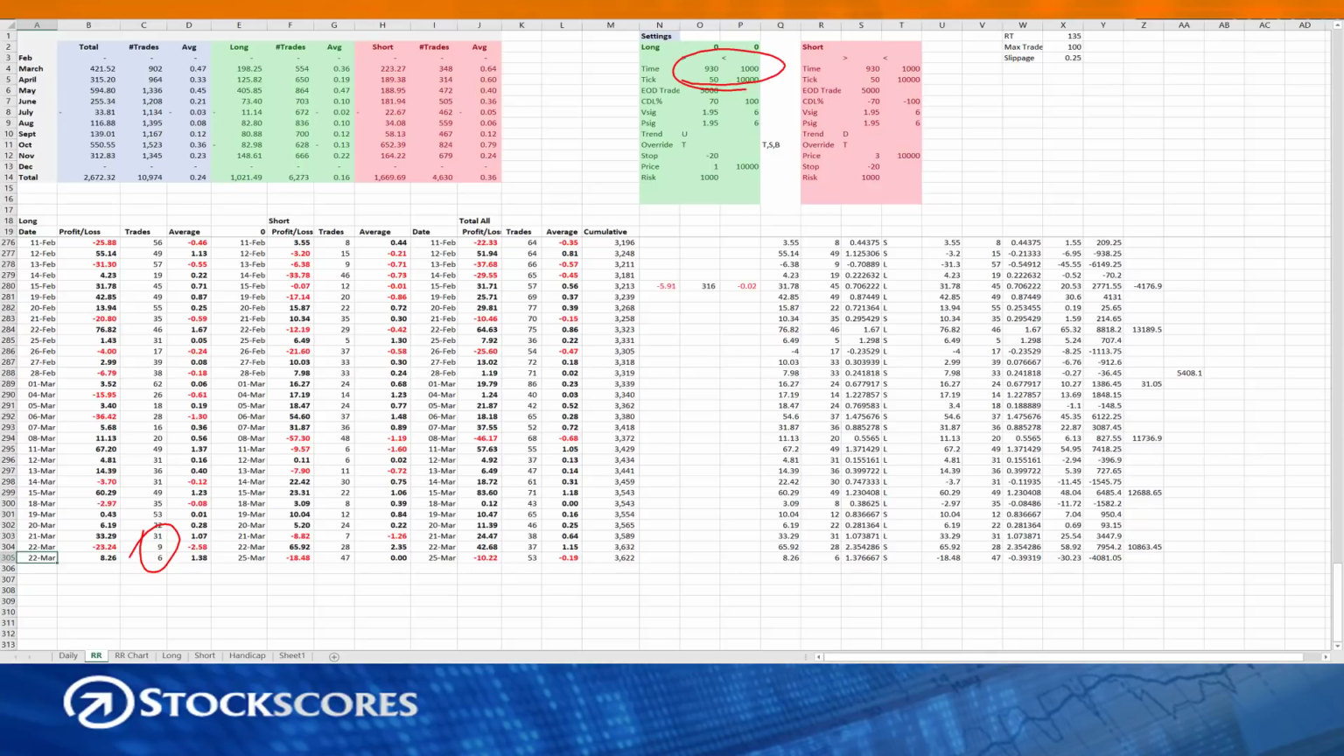So I can change the time. I could say 9:30 till 12, 11 till 2, whatever I want. I've got this set from 9:30 till 10 because most of my best entry signals come in the first half an hour. And so that's what we're going to look at for this bit of data analysis. So anyway, we had a minus 23 at the end of the day on 9 trades.